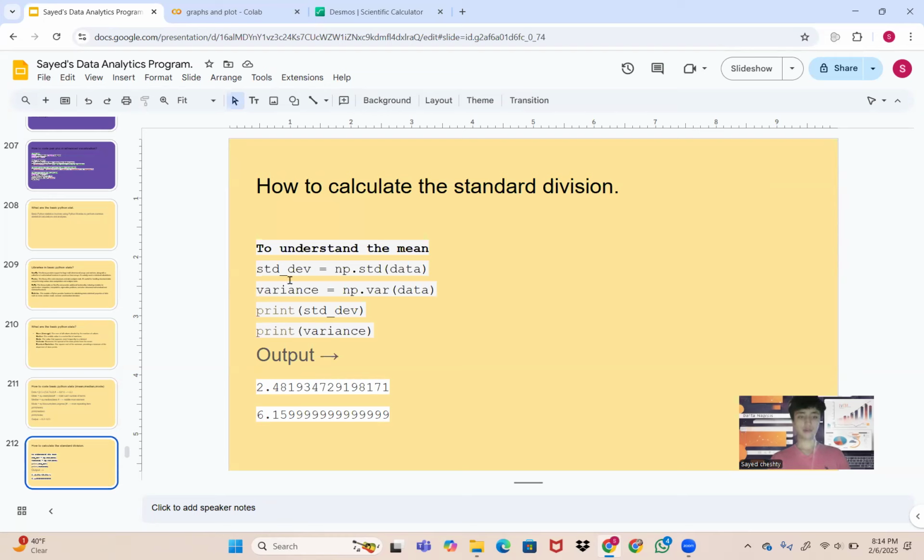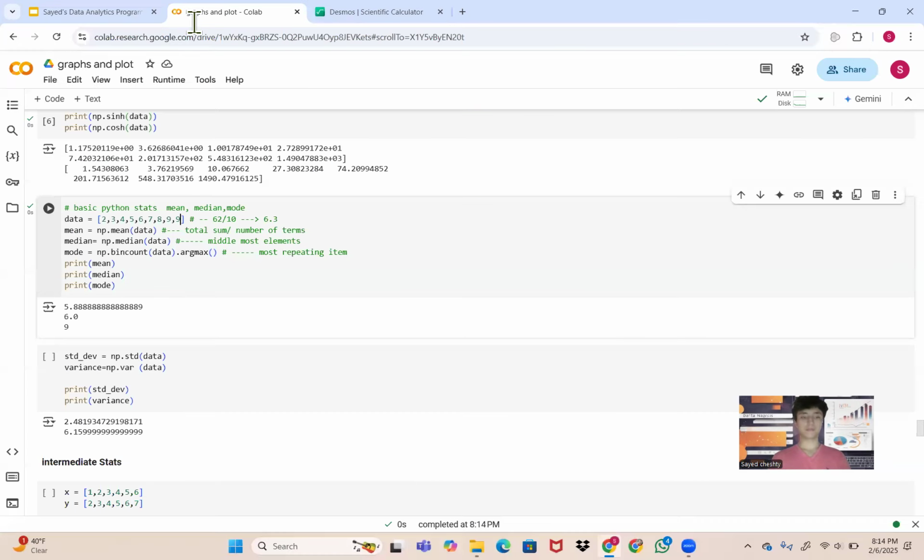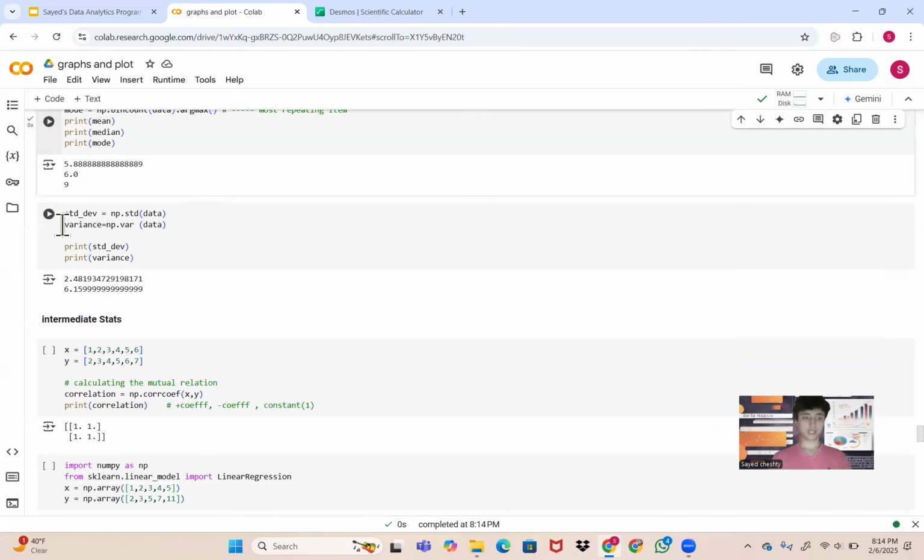The standard deviation for std_dev is 2.48193. For variance it is 6.515999 repeating. So over here we get it.